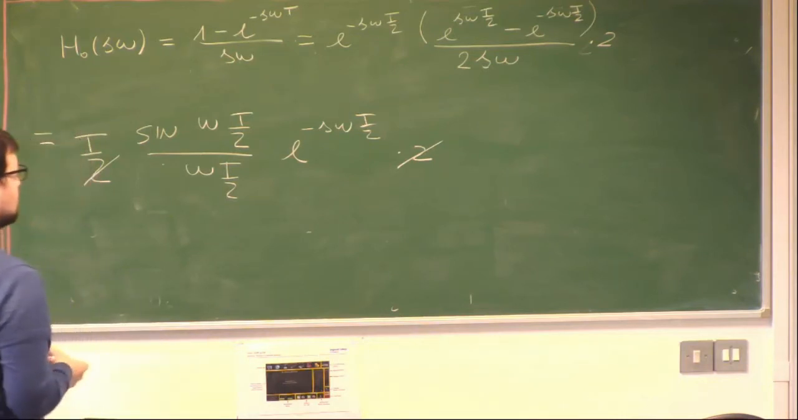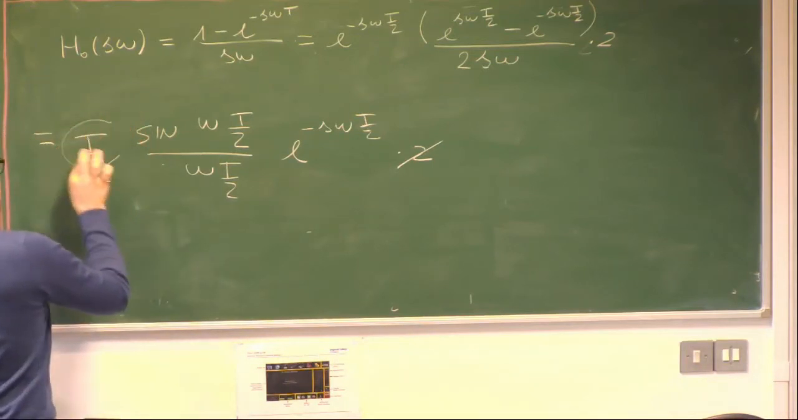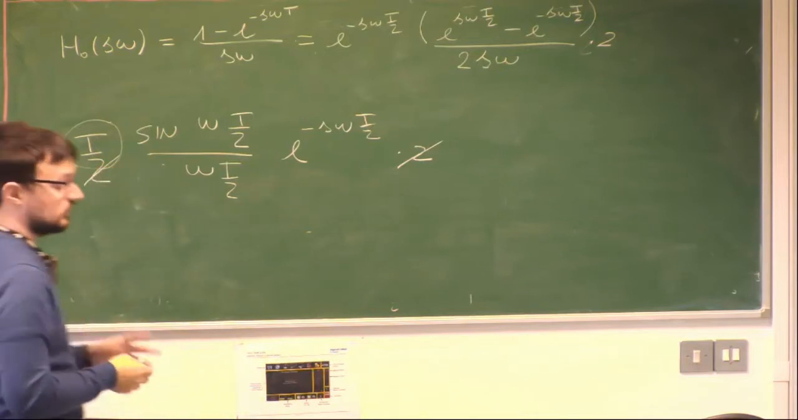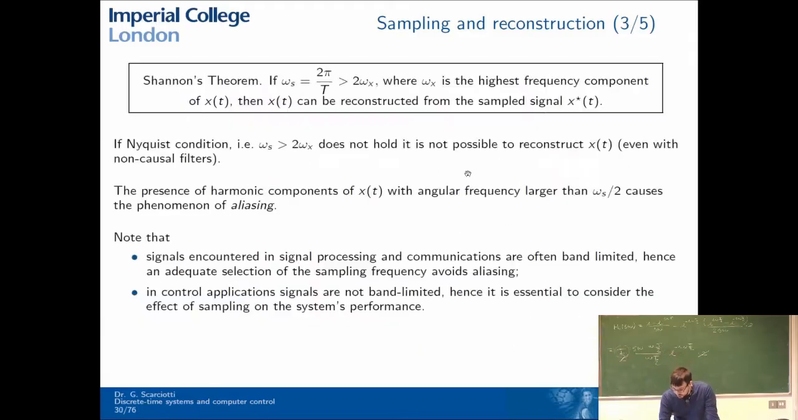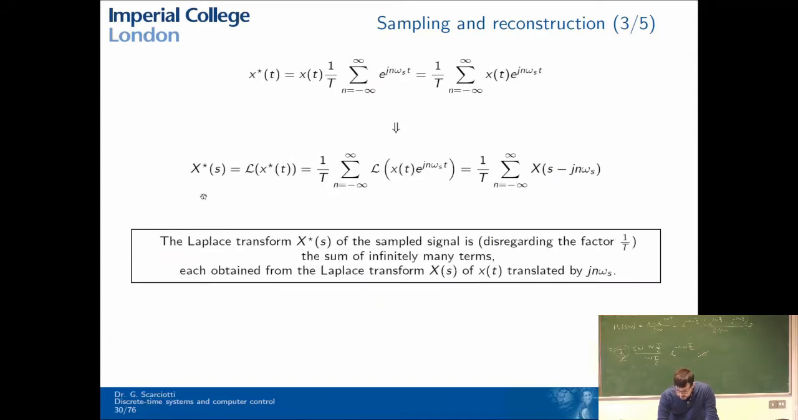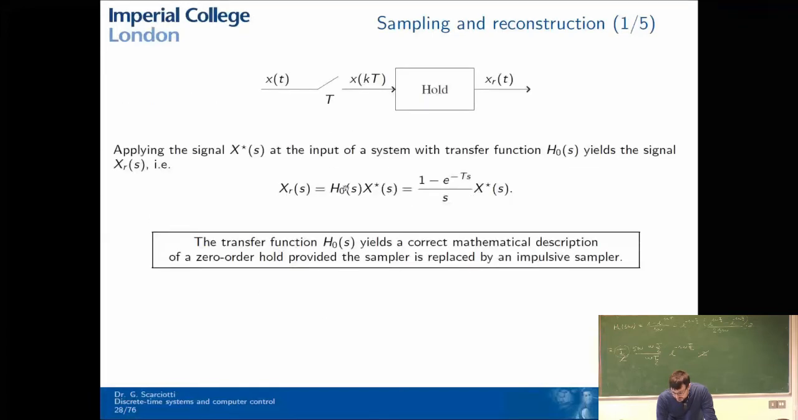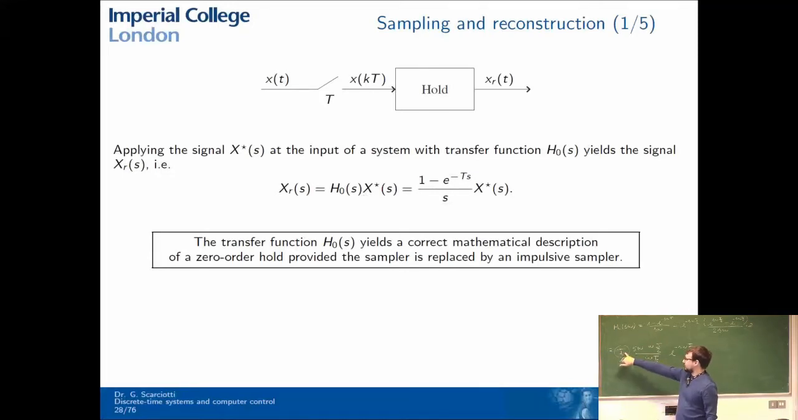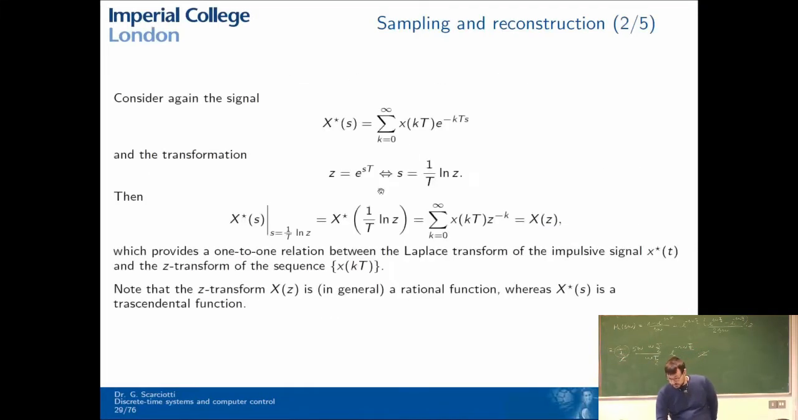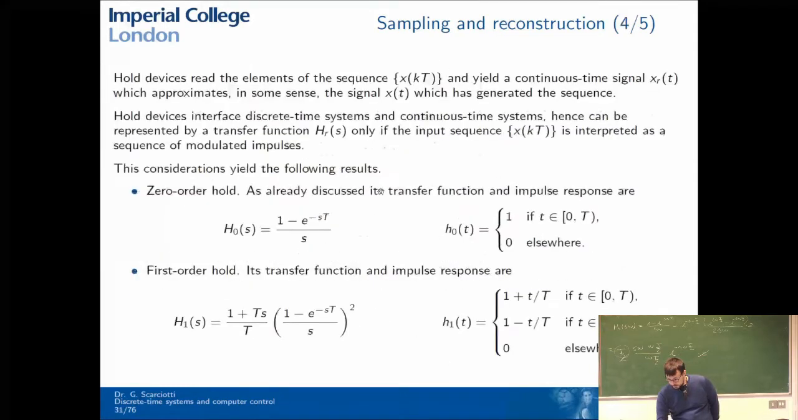I want to point out also that the fact that this term appears over here is good, because if we look at some slides ago, we found this relation. So the starred Laplace transform is equal to this expression where there is this 1 over capital T that we said let's forget for now. This 1 over capital T does not play any role, because when we interconnect X star with the H0 of s, that 1 over T will be cancelled out by this capital T. So it's good that there is that capital T over there. So let's go back to our slide.